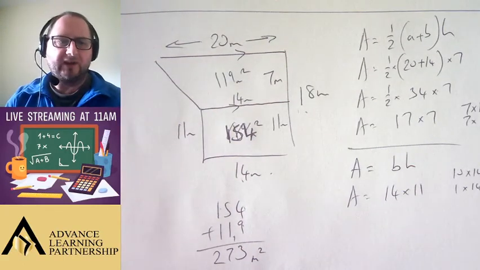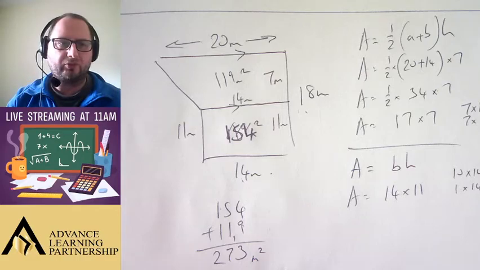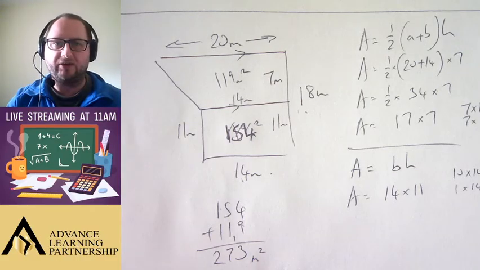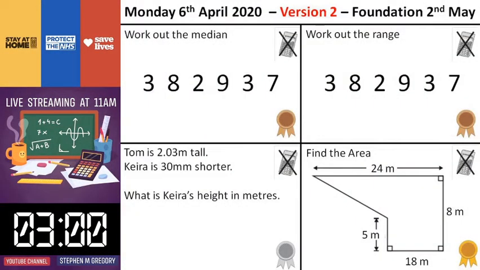Okay, so as I said earlier, I've now got some questions for you to have a go at. They're reworked. I've not included the bearings question, obviously, but you've got your median, your range, a question about height, and a question about area. I've put 3 minutes on the clock. Remember, if you're watching this on a playback, you can pause the video if you need longer.